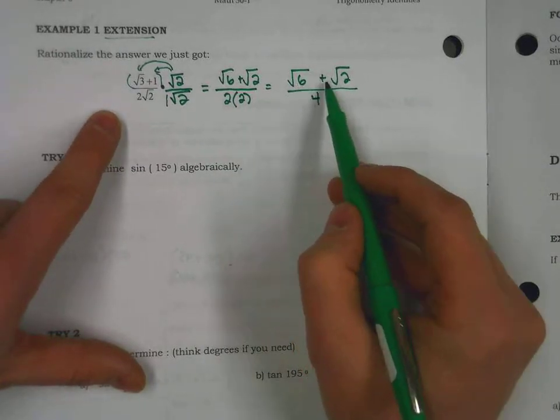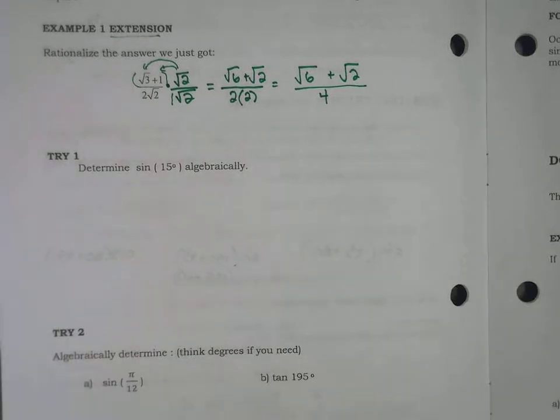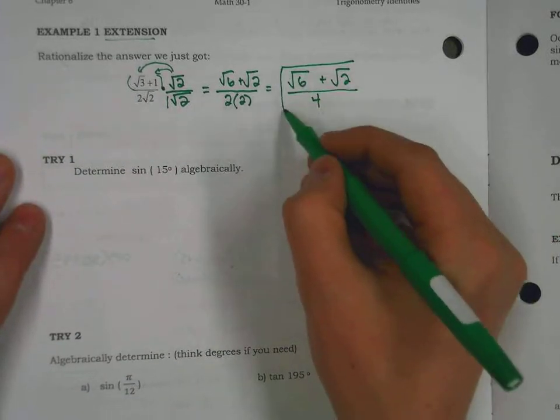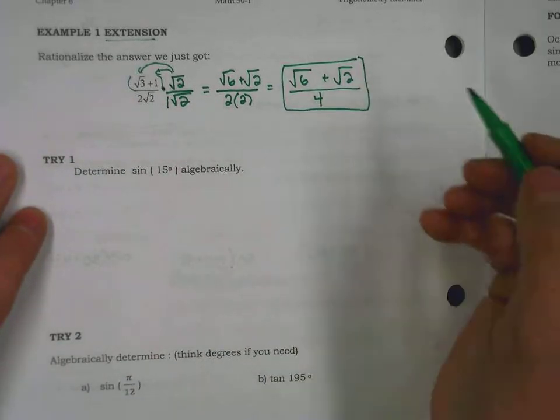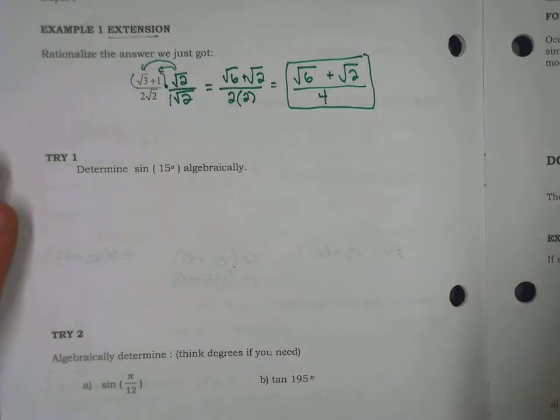Now again, root 6 and root 2 don't add together. They are not like terms, but the 4 does tidy up. And this is a rationalized form of the exact answer for, as we saw before, sine of 75 degrees.